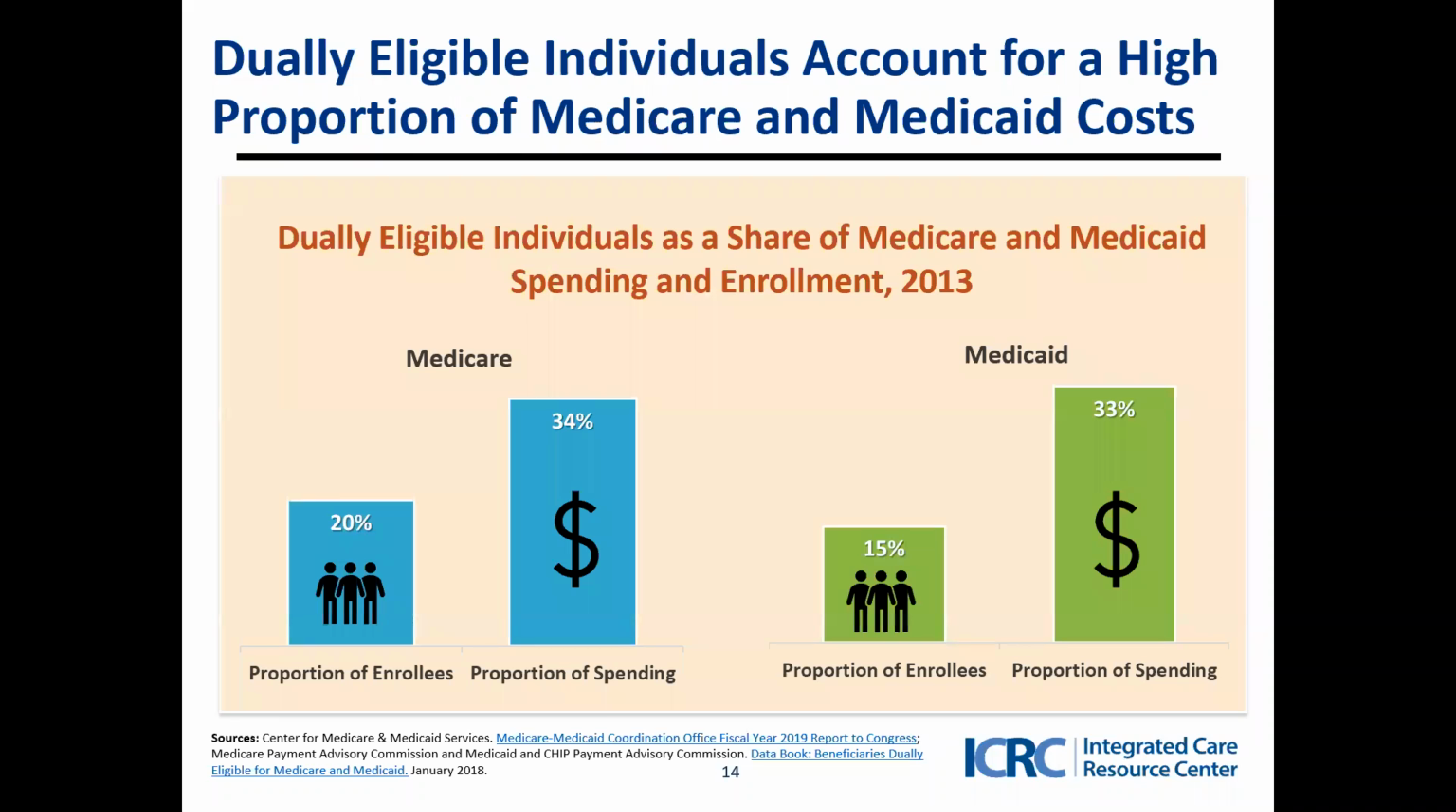Because this population has high and complex needs, they also tend to be particularly high cost. Spending on dually eligible individuals makes up about a third of all Medicare and Medicaid spending, even though only 20% of Medicare beneficiaries are dually eligible and only 15% of Medicaid beneficiaries are dually eligible. One way to meet the complex needs of this population that is designed to be both cost-effective and high quality is through dual eligible special needs plans, a special type of Medicare Advantage plan that we will be discussing in today's webinar. Next slide, please.